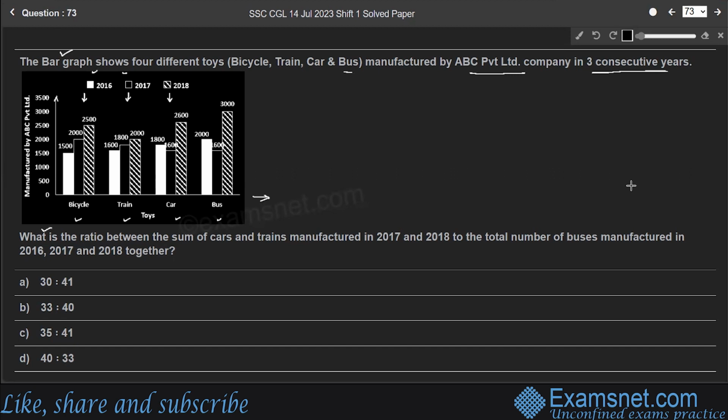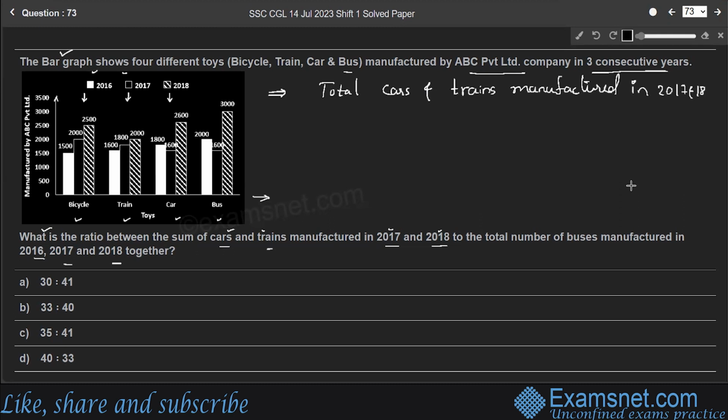Here the question is, what is the ratio between the sum of cars and trains manufactured in 2017 and 18 to the total number of buses manufactured in 2016, 17 and 18 together? So for that, let us consider the total number of cars and trains manufactured in 2017 and 2018, right? In 2 years, right?